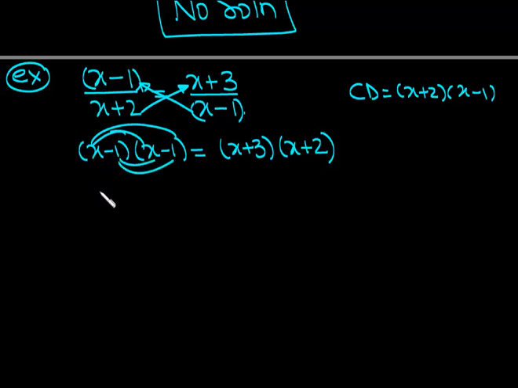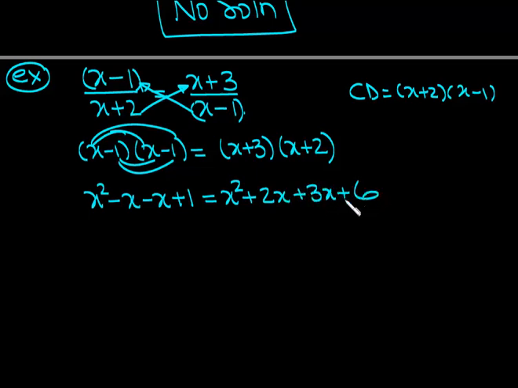Okay, so let's distribute and get rid of the parentheses. Same thing on both sides. So we get x squared minus x plus 1. Over here we get x squared plus 2x plus 3x plus 6. Okay, move all the x terms on, and if you notice, on one side the x squares will cancel because they're exactly the same on both sides.